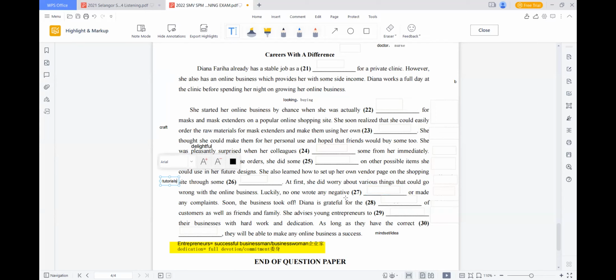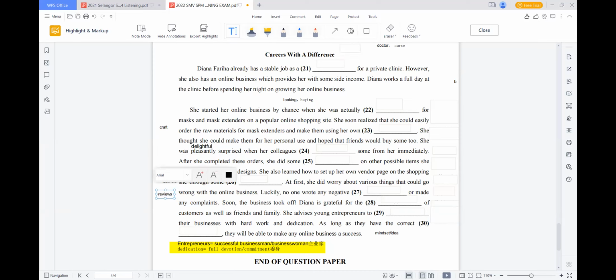Luckily, no one wrote any negative or made any complaints. Okay, no one wrote any negative, okay, reviews. All right, so sounds good, right? Reviews, all right, any negative reviews, or make any complaints. Soon the business took off. Okay, so that means the business started to move. Okay, Diana is grateful for the what of customer as well as friends and family. Why is she grateful? Okay, comment.